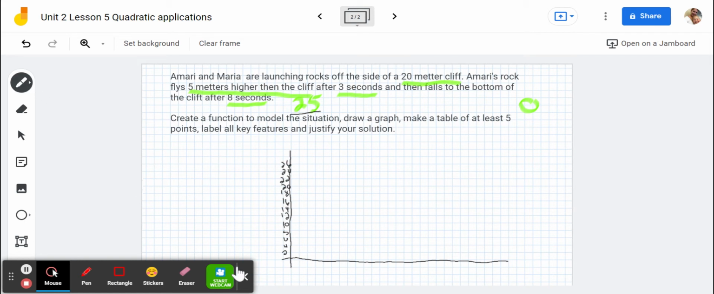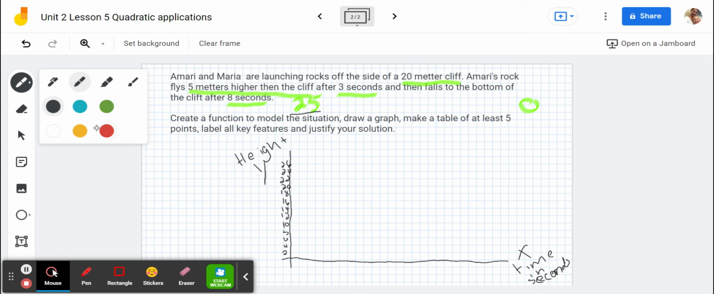Okay, so this is our height. And this is going to be time in seconds. Oh god, I'm sloppy. Our x-axis is always some form of time. It's always some form of time. And then y is whatever else we're talking about. All right, so let's start plotting some points.